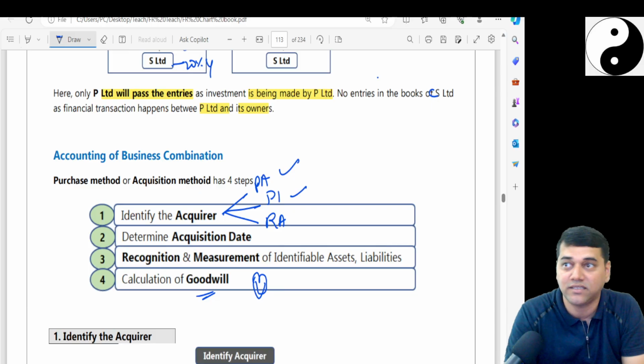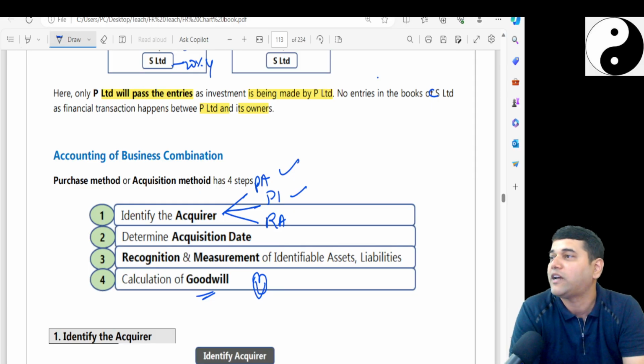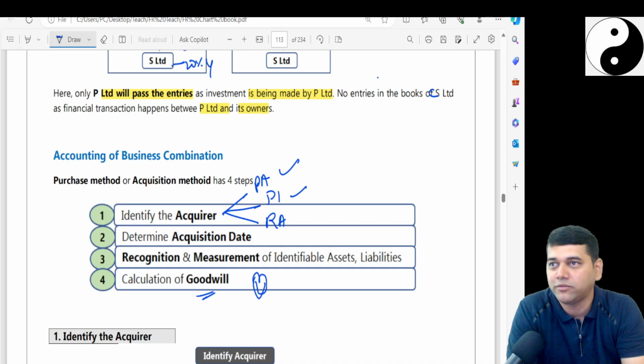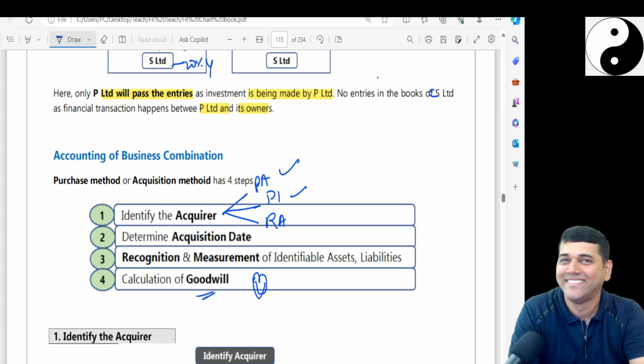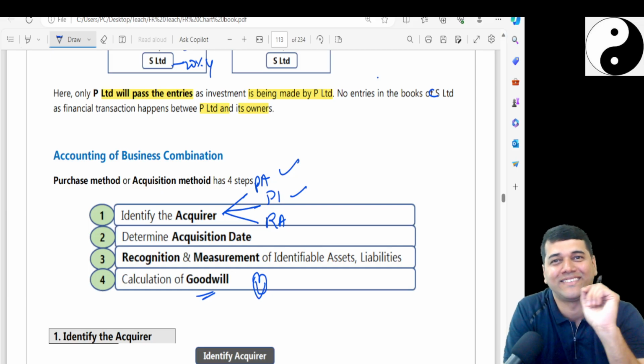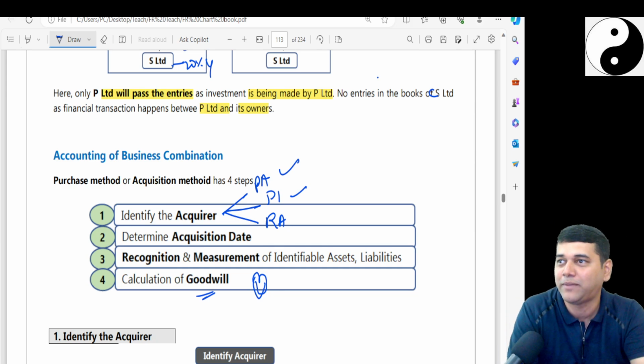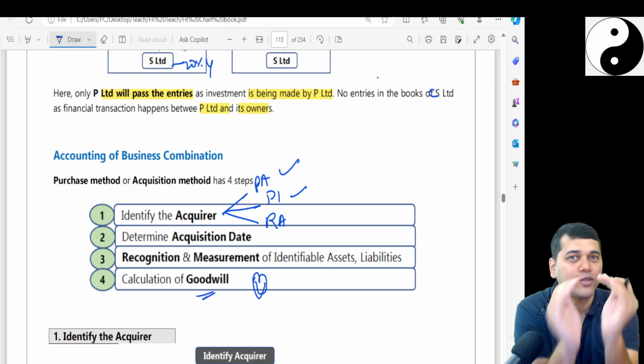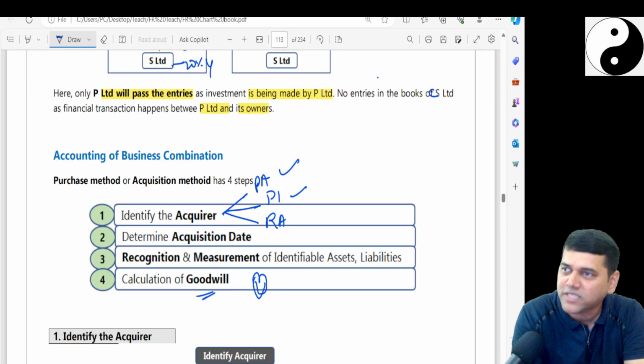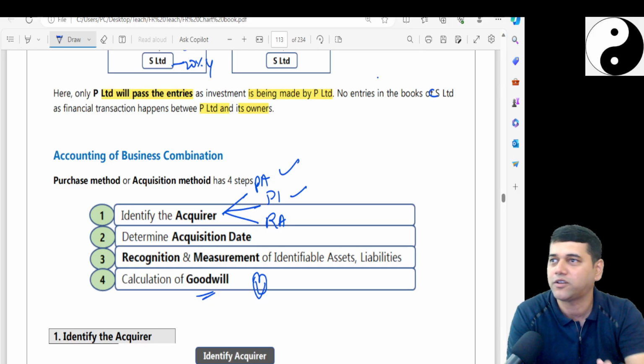Second, define the date, because the date plays a very important role, but you don't have to worry. The Institute is very compassionate about you. In all the problems you are going to solve, either the acquisition happens on 1st of April or on 1st of October. Nice, no? Which in reality never happens. And if at all they give 22nd March as the acquisition date and then you sit and do the balance sheet in your exam, then you realize what type of questions they give you. Every single question is either 1st of April or 1st of October.